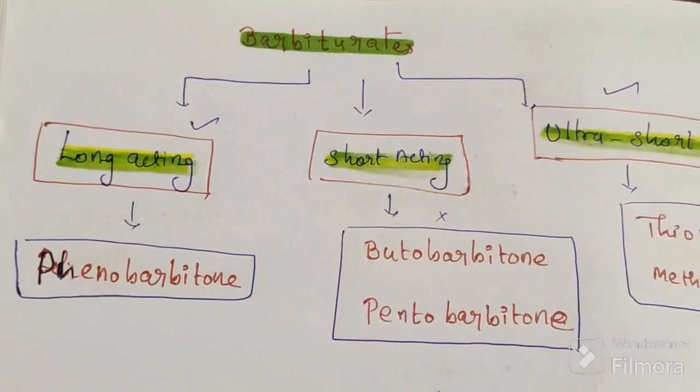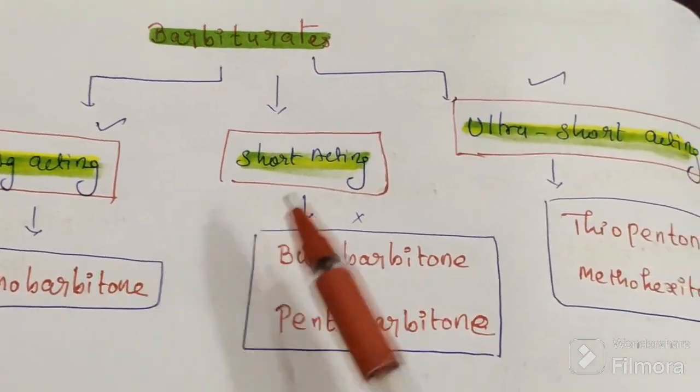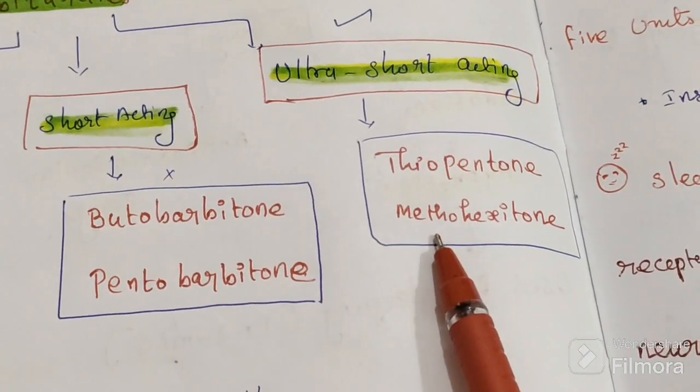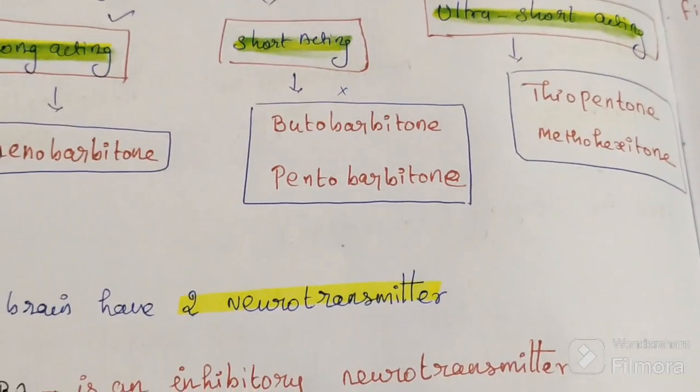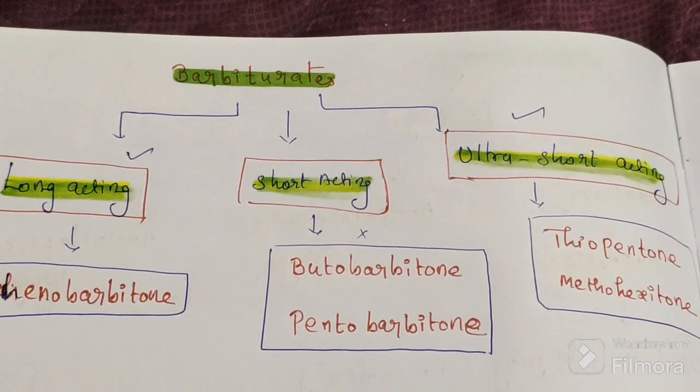We want to discuss the long acting phenobarbital, and the ultra short acting thiopentone and methohexitone, which are important. So these are all barbiturates.